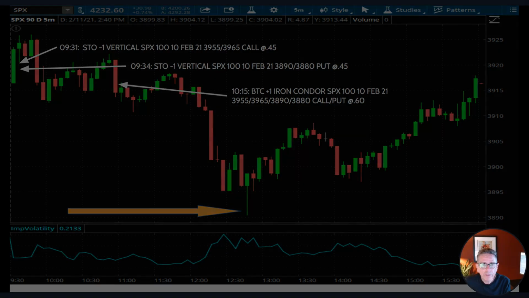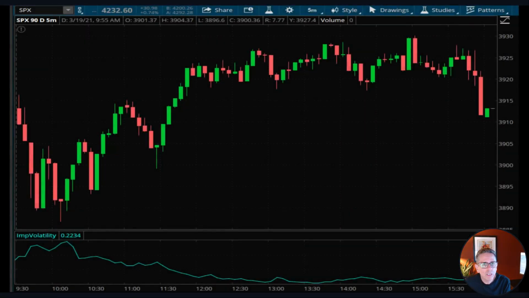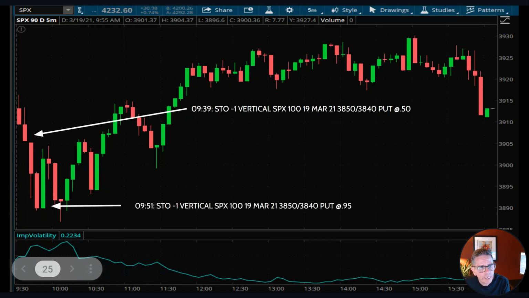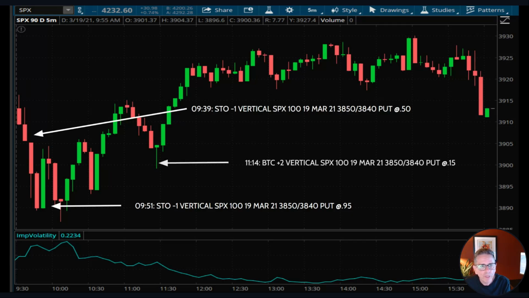Okay. All right, so now let's open another trade, and here it's 50 cents. And the market went down here. So instead of closing that trade, I actually allowed that to go down, and so I got 95 cents for that trade. Okay, and then later on in the day, the market went up, so I closed the put at 15 cents.